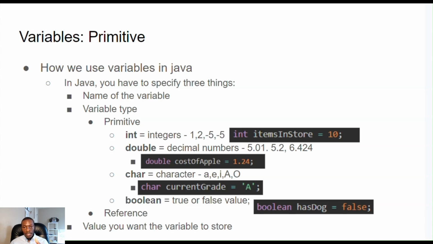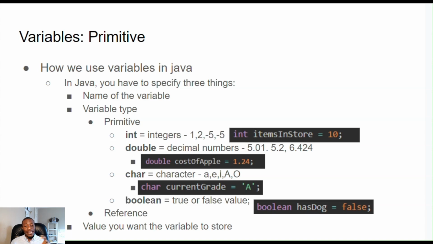One thing to note is there are two different variable types: primitive types and reference types. We're going to cover reference types and how those work later. For primitive type variables, there are four that you're going to use.